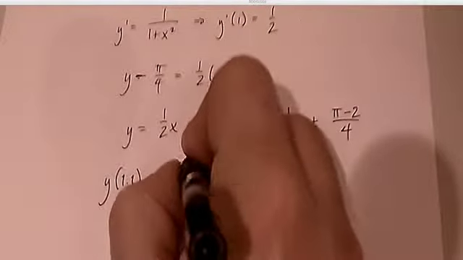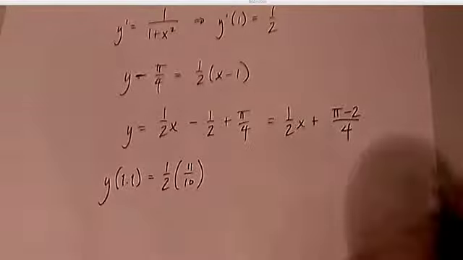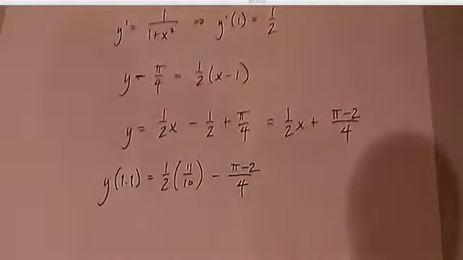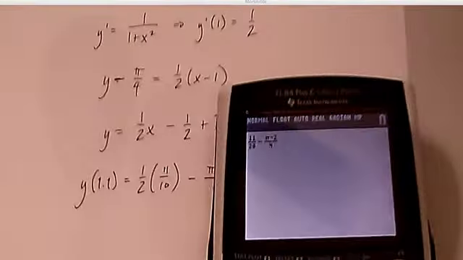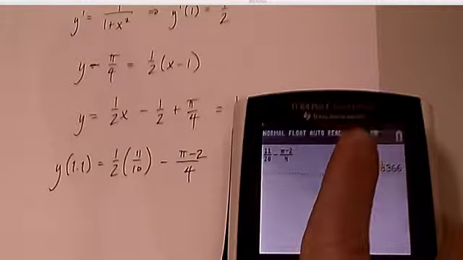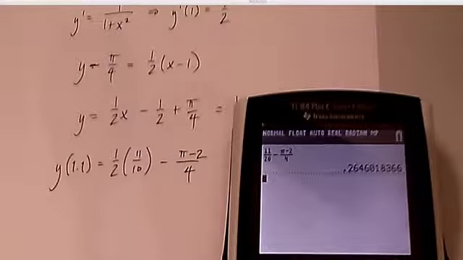And you know how much I absolutely love decimals, so I'm going to change that into a fraction. And I'm going to get 11 over 20, okay, 11 over 20 minus (pi minus 2) over 4, okay, and that is going to be 1.264. Now I am in radians. That's a wonderful thing about the new color one. It tells you right there what mode you're in.